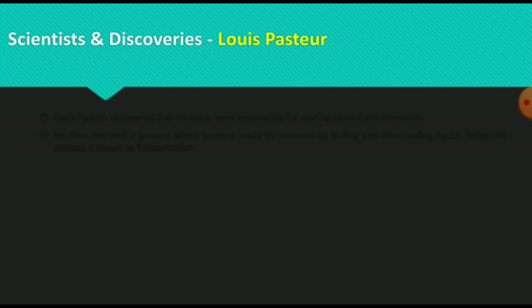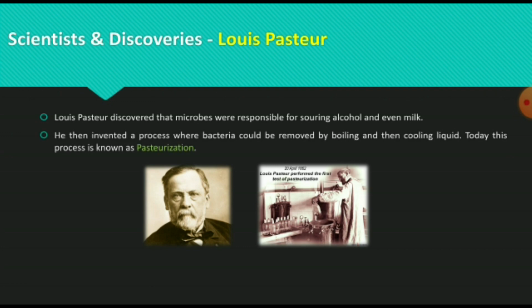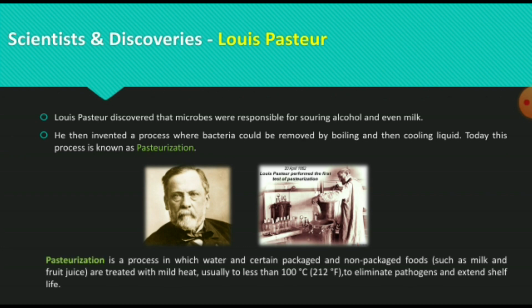Another great scientist is Louis Pasteur. He demonstrated that organisms such as bacteria were responsible for spoiling wine, beer and even milk. Then he invented a process where bacteria could be removed by boiling and then cooling. This process is known as pasteurization. Nowadays also we are using this technique to eliminate pathogens and extend shelf life of water and certain packaged and non-packaged foods such as milk and fruit juices.